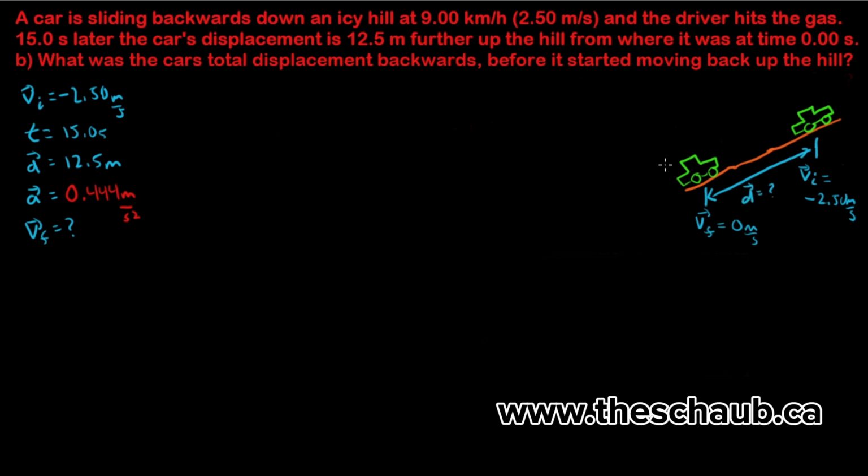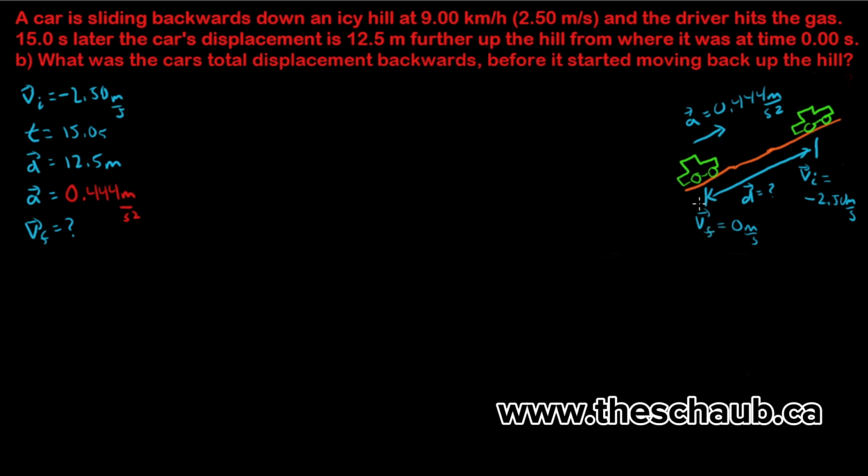What we are trying to find in part B is this displacement here backwards. And throughout this entire motion, our car has an acceleration up the hill equal to 0.444 meters per second squared. So summarizing this diagram, our car has an initial velocity down the hill of negative 2.5 meters per second. The driver immediately hits the gas, so the car is always accelerating up the hill. So initially, how fast the car is sliding down the hill decreases until it finally hits 0 meters per second.